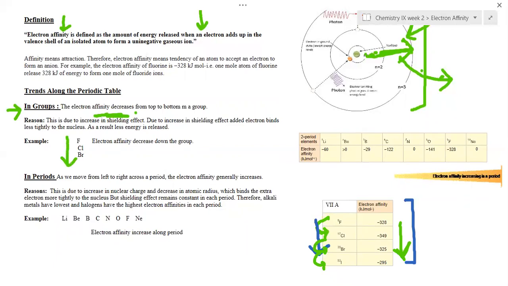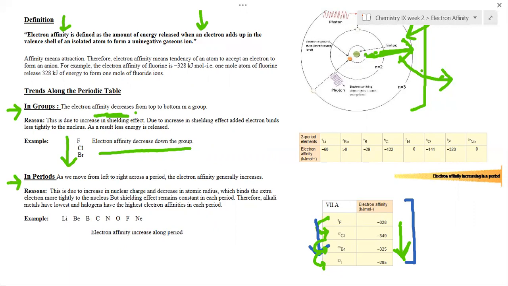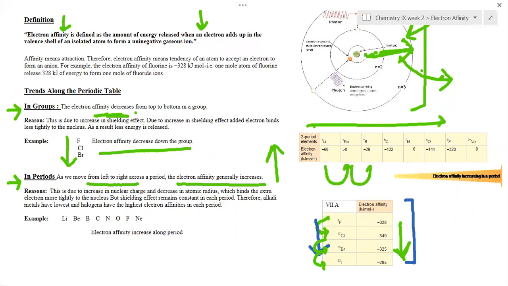These are some examples illustrated which are showing you that the ionization energy is decreasing down the group. Let's talk about periods. In periods, as we move from left to right, the electron affinity generally increases. Let's take a look along the period. With every next element in the same period, the electron affinity is actually increasing.